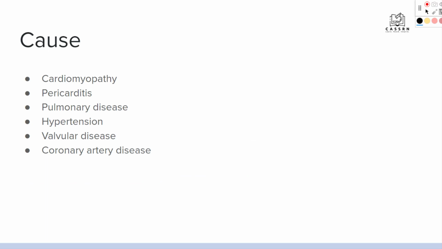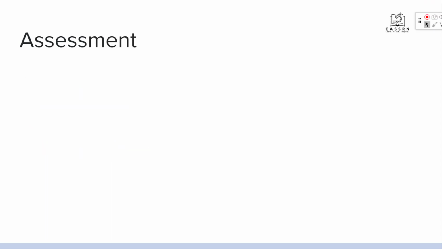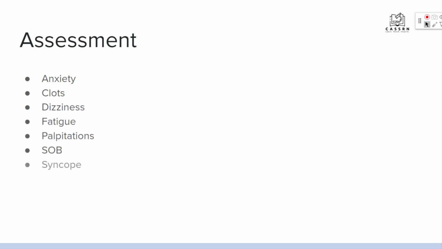Some of the causes of atrial fibrillation include cardiomyopathy, pericarditis, pulmonary disease, hypertension, valvular disease, and coronary artery disease. When you're assessing your patient, things that you might find are going to include anxiety, some possible clots, dizziness, fatigue, palpitations, and shortness of breath, as well as syncope.